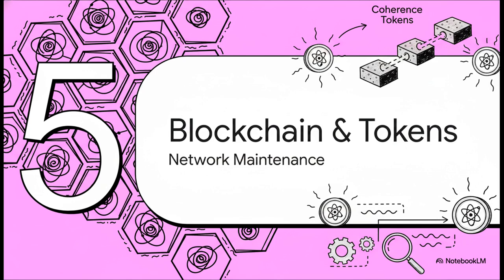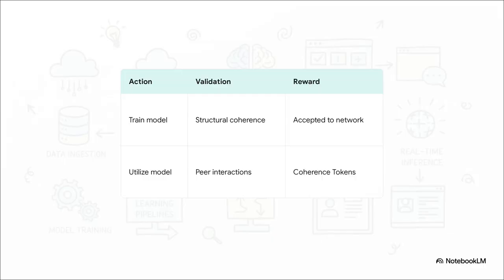That brings us to Section 5, Blockchain and Coherence Tokens. This operates as the network maintenance layer. Smart contract logic automates the network's governance. When a node successfully trains a model to that required structural coherence threshold, it is accepted. Subsequent peer utilization reinforces its validity, which then triggers an automated distribution of coherence tokens to the node operator.